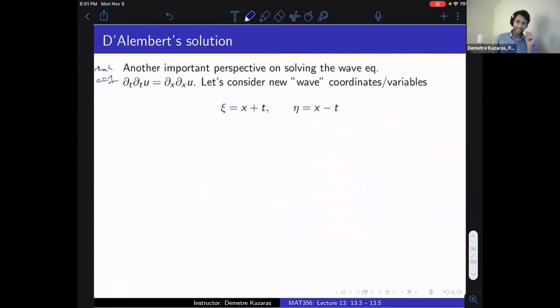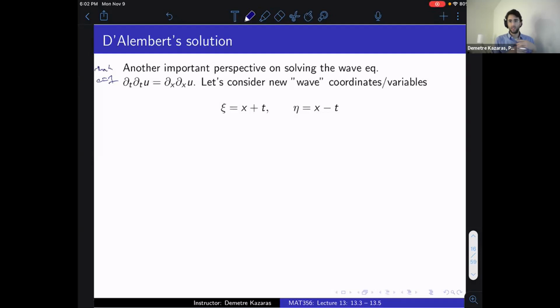Okay, so instead of thinking about x and t, the usual space and time coordinates, let's consider different coordinates. Let's separate into 2 other things, called xi and eta, where xi is the sum of x and t, and eta is the difference, x minus t.